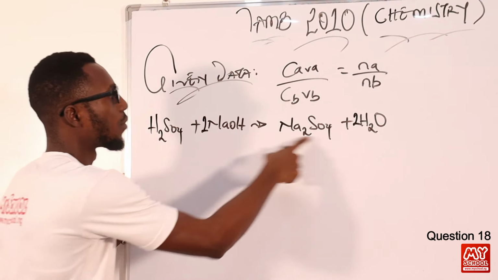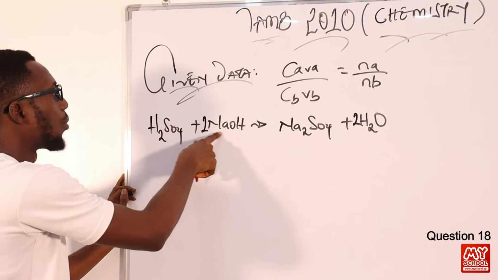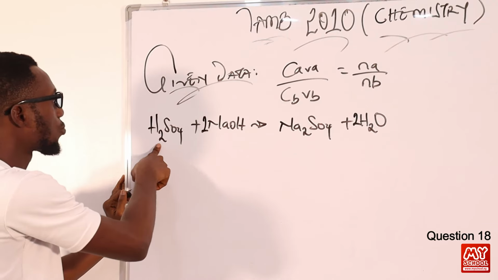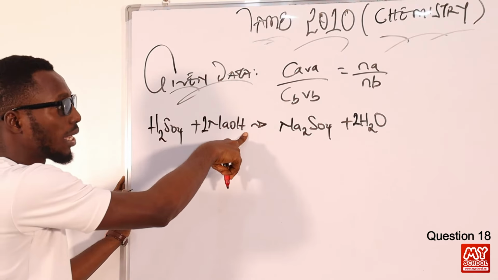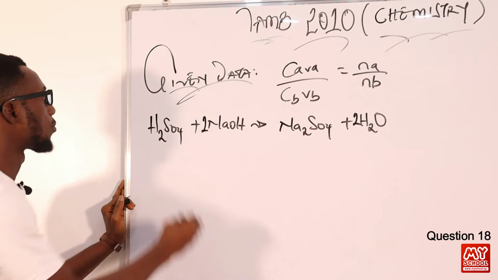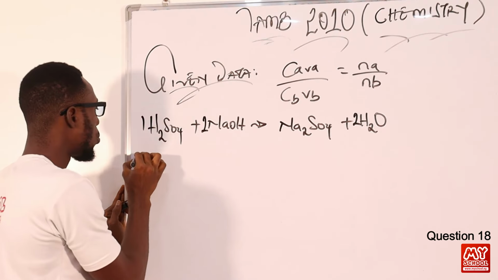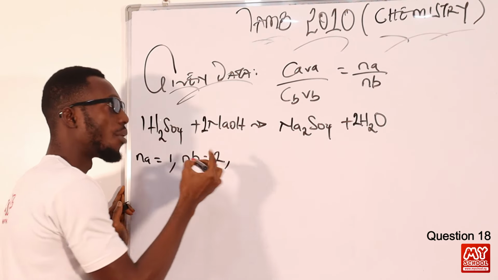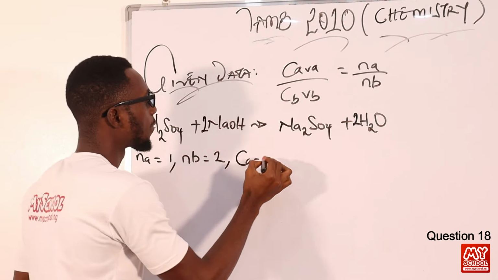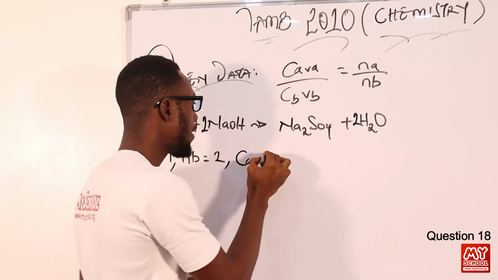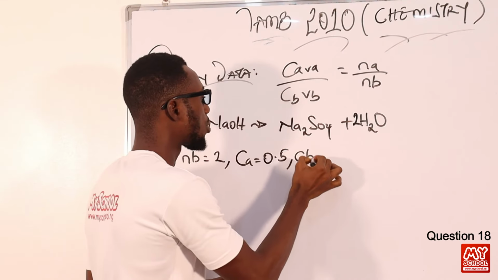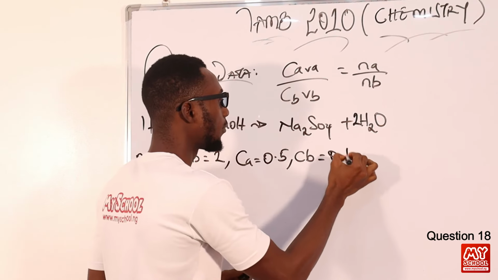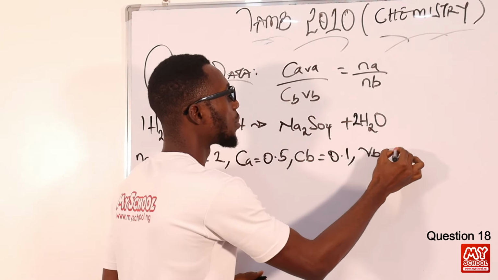So 2 moles of water we have. The same thing here, we have 2 of this. We have 2 atoms here. Oxygen is 2 here, and here we have 2, making 4 in total. That is accounted for. So we can see that the number of moles for the acid is 1, and the number of moles for the base is actually 2. Concentration of the acid from the question, we are given 0.5 mole per dm cube. Concentration of the base, we are given 0.1. Volume of the base, we have 25.